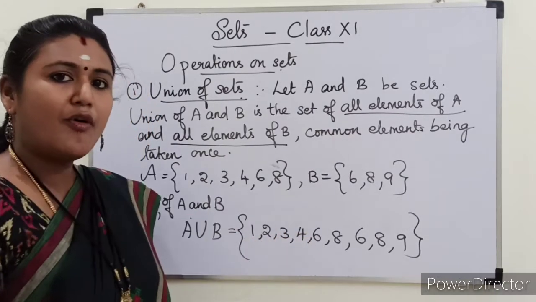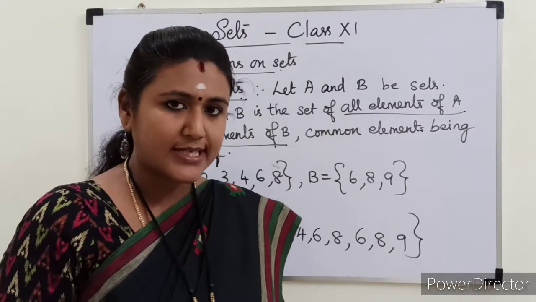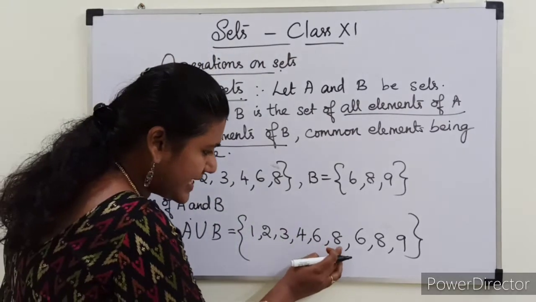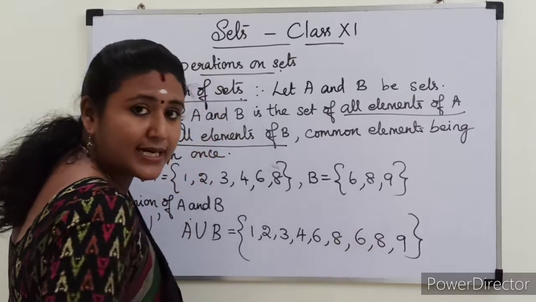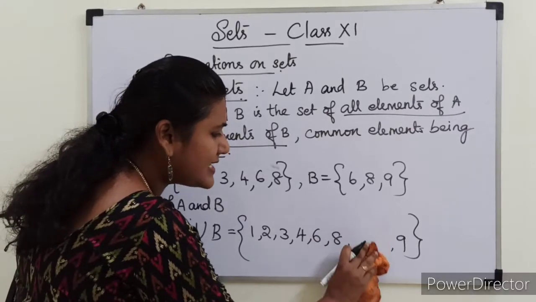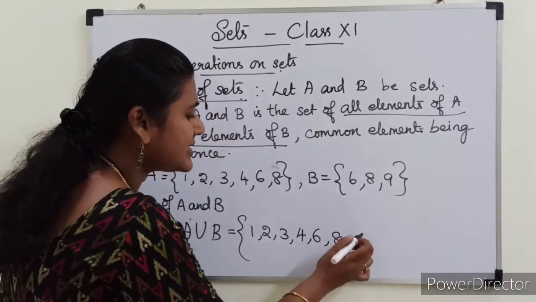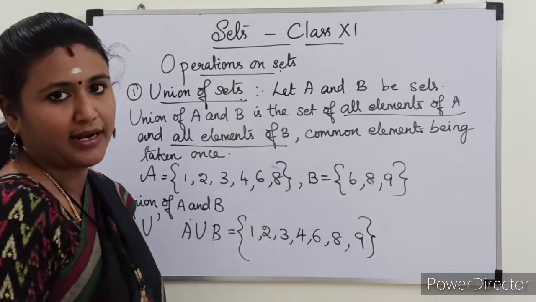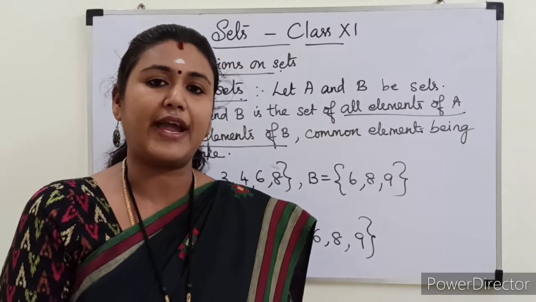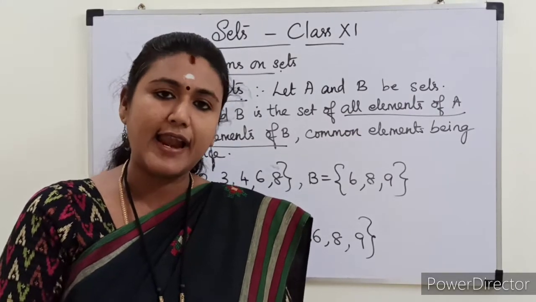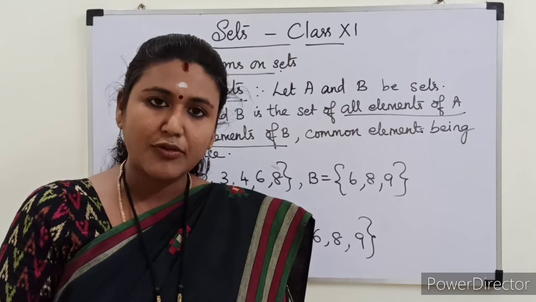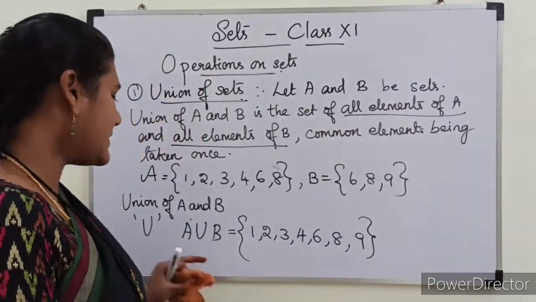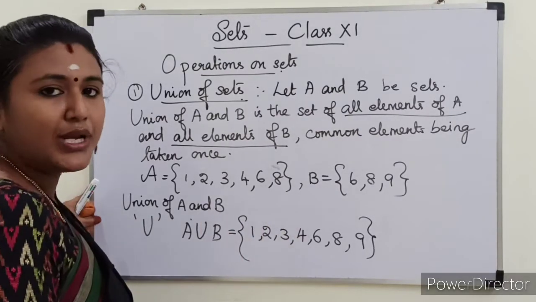So you already know when we represent a set in roster form, the elements need not repeat. So here if you see 6 and 8, it is repeated 2 times. So we need not write it 2 times. So the answer is 1, 2, 3, 4, 6, 8, 9. So this is how you have to find the union of two sets: all the elements of A, all the elements of B, and a common element you have to write only once. So this is how we will find a union of sets.